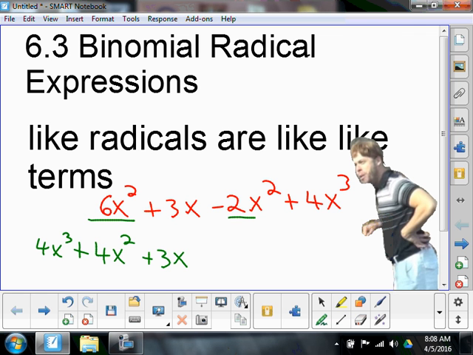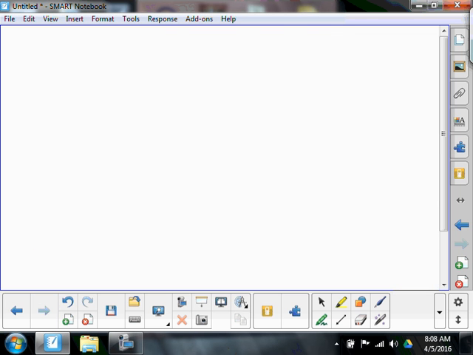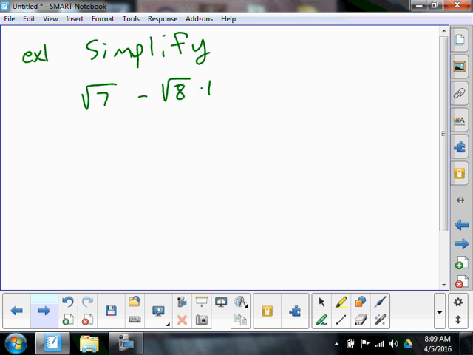Well, let's look at some like radicals. Okay, we're ready? Okay, so here we go. Example 1. Example 1, simplify. Bless you, I heard someone sneeze. Simplify the square root of 7 minus the square root of 8 plus 3 times the square root of 7 plus 5 times the square root of 2.